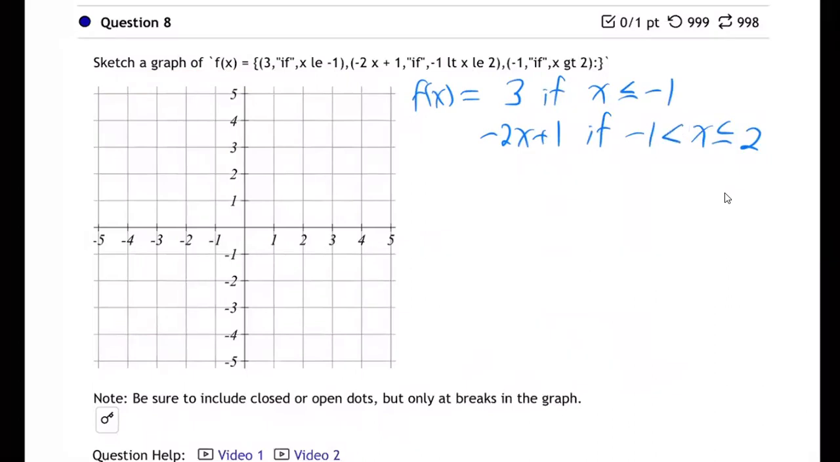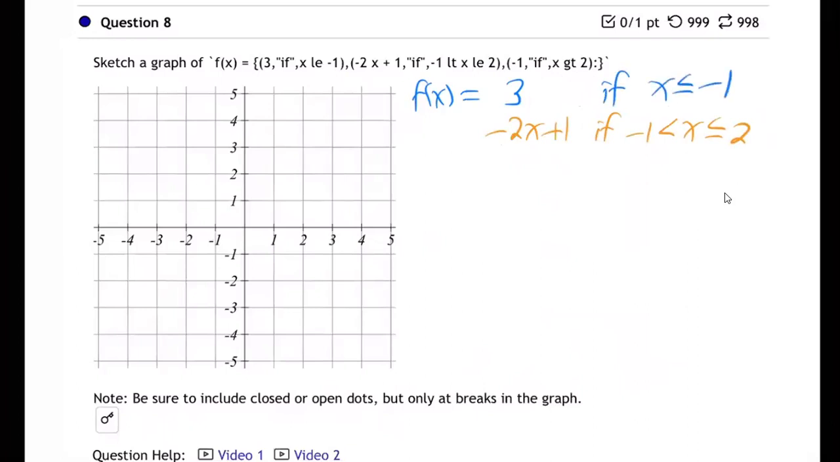In fact, let me make it different colors, to make it easier for you guys to read. So I'll do this part. So negative 2x plus 1 if... I'll move this over to if. Okay, and then the third one, it's -1 if x is greater than 2.